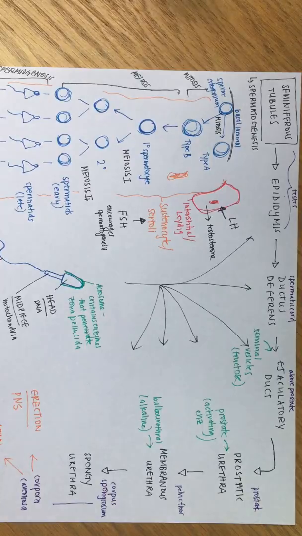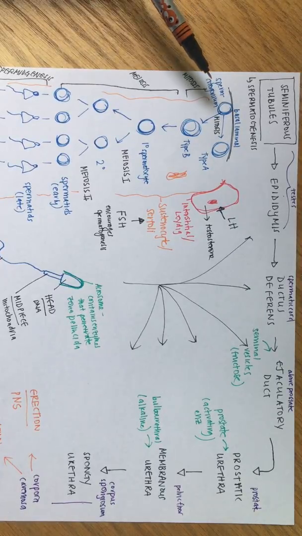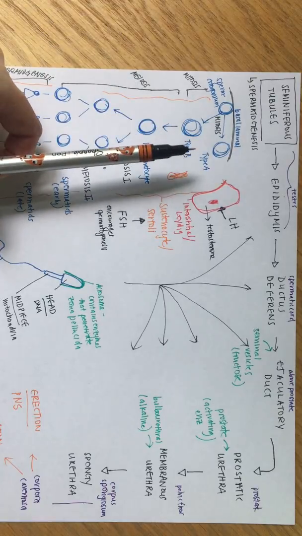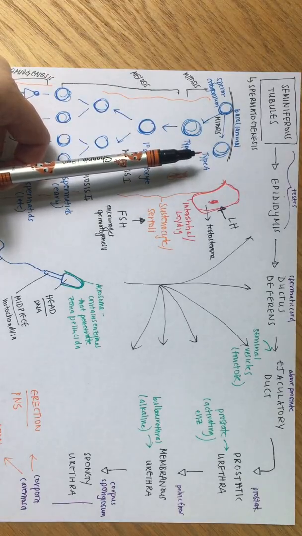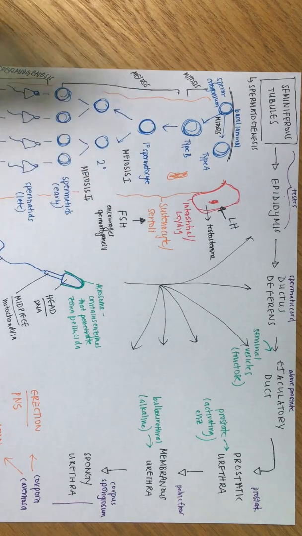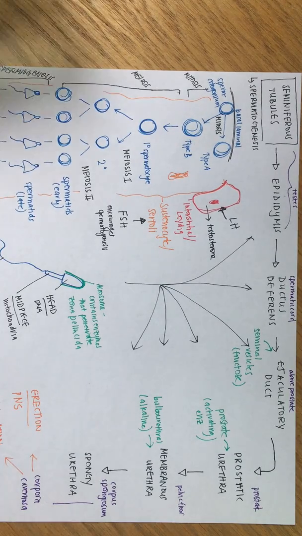The first step is where our stem cells, or spermatogonium, undergo mitosis, and we are going to allow for the creation of a type A daughter cell, which will stay at the basal lamina and continue being a stem cell, and a type B daughter cell. And this type B daughter cell is going to begin meiosis.